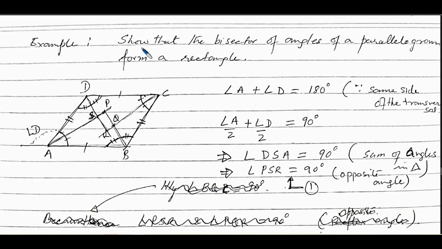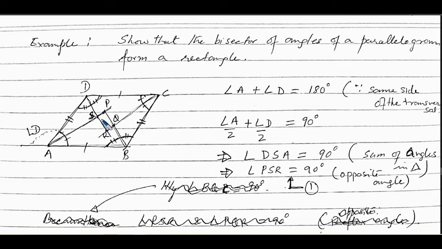Another example: show that the bisectors of the angles of a parallelogram form a rectangle. Bisectors mean if this is the angle, I bisect the angle. So this is a bisector. Suppose I have a bisector here, I extend it. I have a bisector here, I extend it. I have a bisector and I extend it. So it will enclose one rectangle. Show that this forms a rectangle.